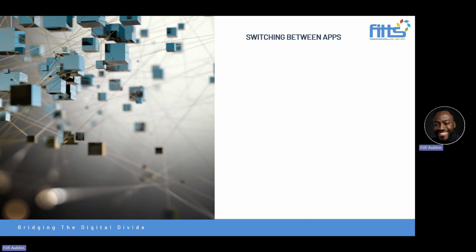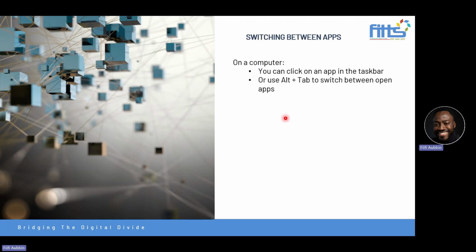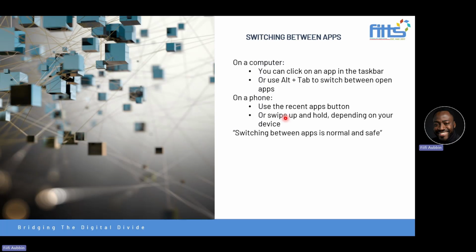And you don't need to close an app to switch. Yeah? So you can switch in between your apps. So on a computer, you can click on an app in the taskbar, because once you launch the application, it goes on your taskbar. So you can click on it to switch between the apps, or you can use Alt plus Tab to switch between open apps. Then on your phone, use the recent apps button. Then we can also swipe up and hold depending on your device. So switching between apps is normal and safe, and you won't break anything.